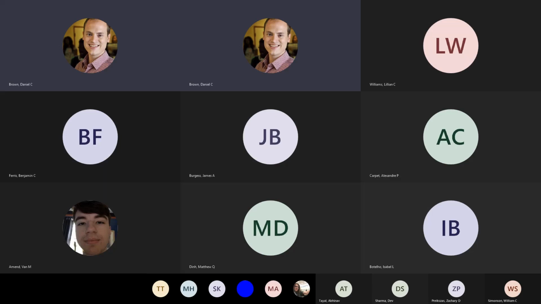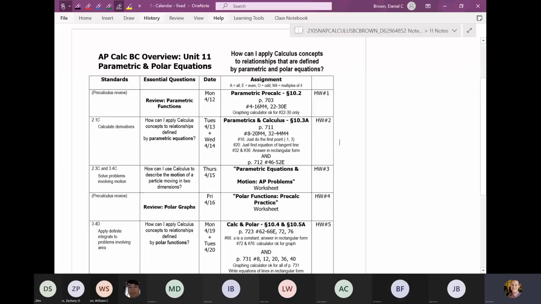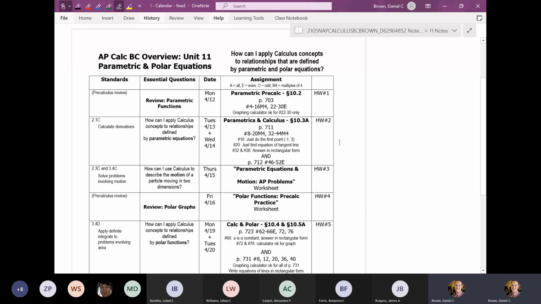Polar equations as well. I shouldn't use the word functions for these, but parametric and polar equations. There will be some prereq days built in. I would hope you remember this stuff from PreCalc, but I also know it's some stuff that you need a reminder of before you do the calculus with it.